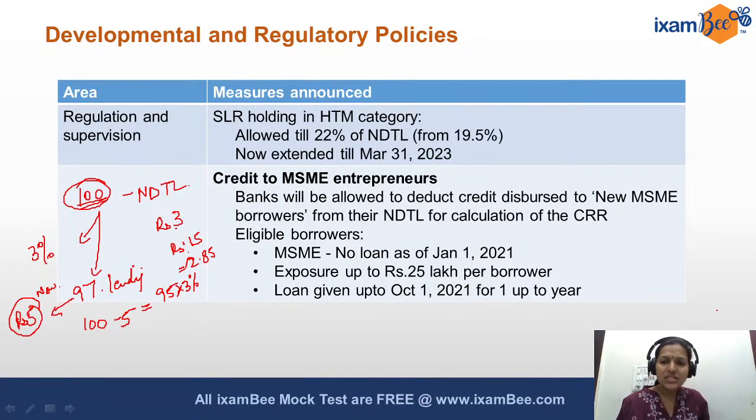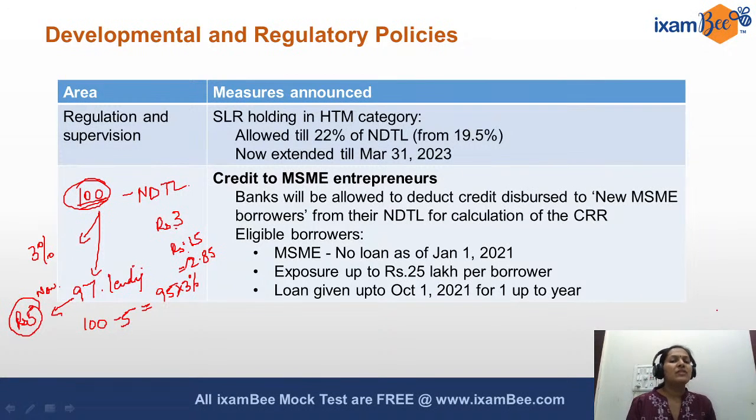So Ashutosh, HTM category, as I told you, held to maturity. The benefit of keeping investments in held to maturity is you don't have to mark them to market on a daily price movement basis. So if the bank has invested in, say, some shares and they fall in the HTM category, then they don't have to change their value as per the change in the market price every day.